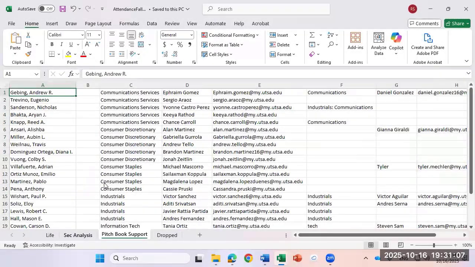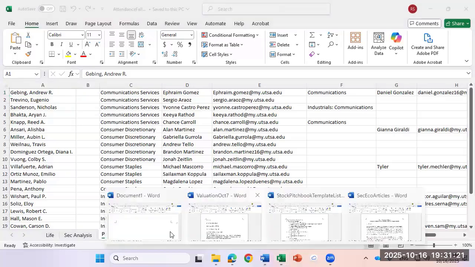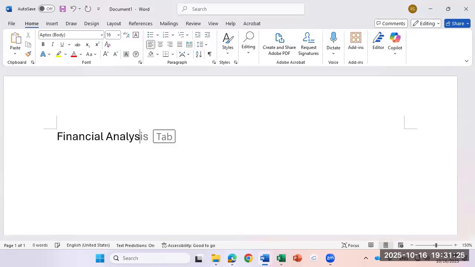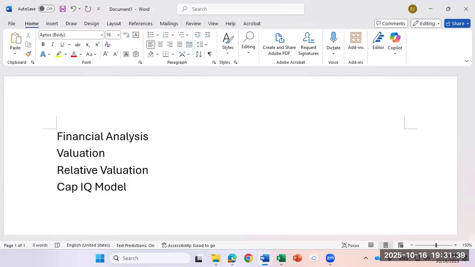The way I see this working is you're looking at 3 stocks in 3 rounds. So 9 stocks, maybe more. And you're trying to get those down to 1. You've got to build, if you look at it, the financial analysis, the valuation, the relative valuation, the Capital IQ model, and the football chart.